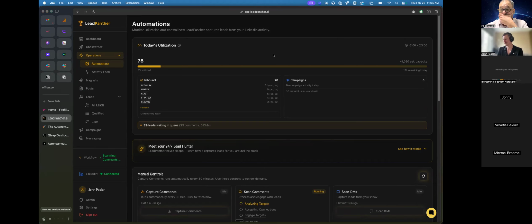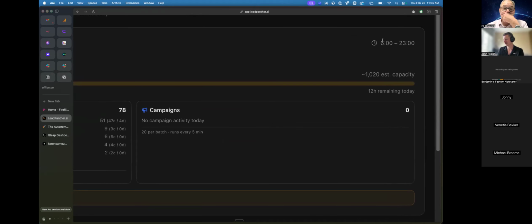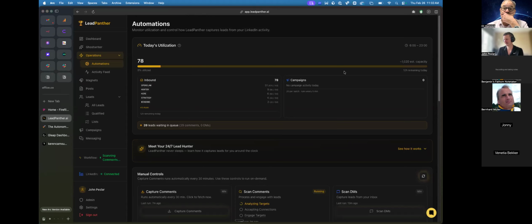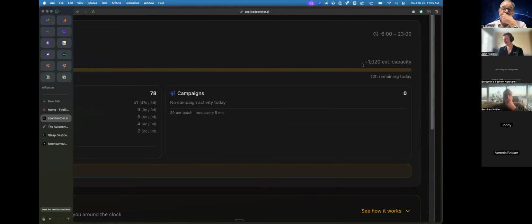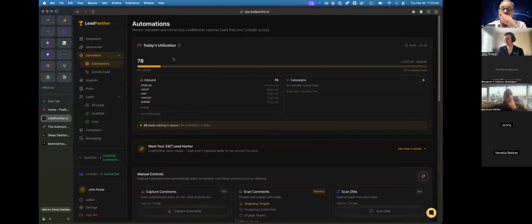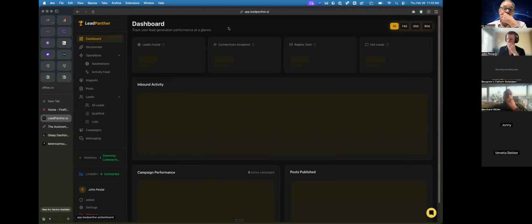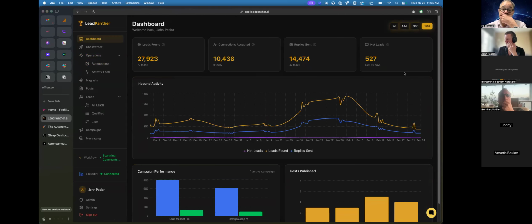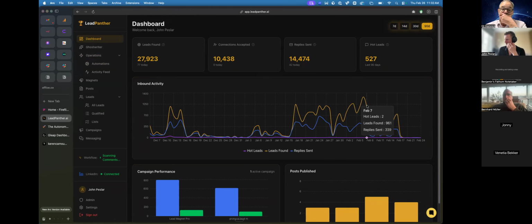So that's why on this platform here, we have a utilization period based on your operating hours that you set. I have it set to the maximum for me, 6 a.m. to 11 a.m. daily. Based on that, this is the estimated outbound capacity, I can do about 1,000 per day. And I've done this before. If I go to the dashboard here, I'll show you. If you go to the 90 days here, see, the most that I've done is 1,200.